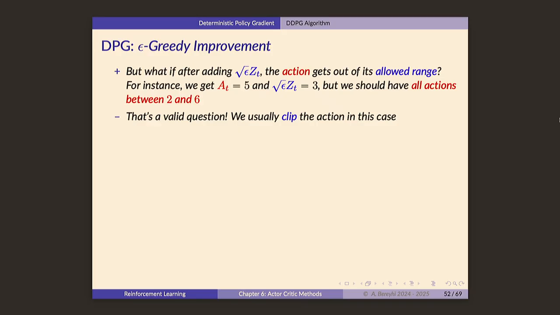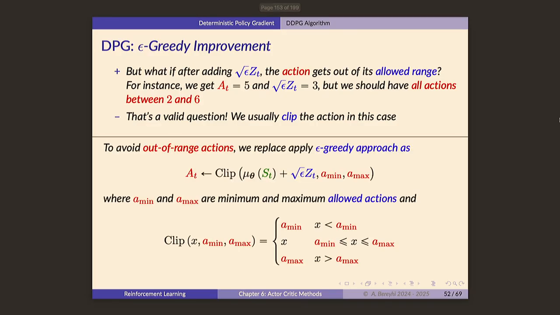And then when you add noise, it just somehow exceeds 6, right? How can you resolve that issue? I guess this is not a big deal, right? You can just simply clip it, right? And this is the typical thing you see in the DDPG implementation.